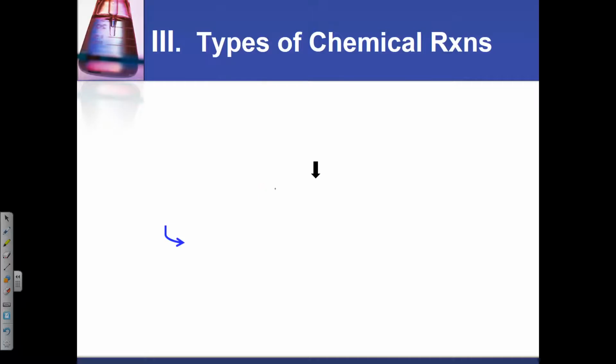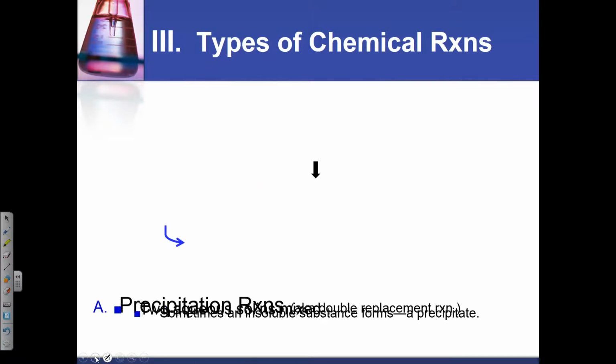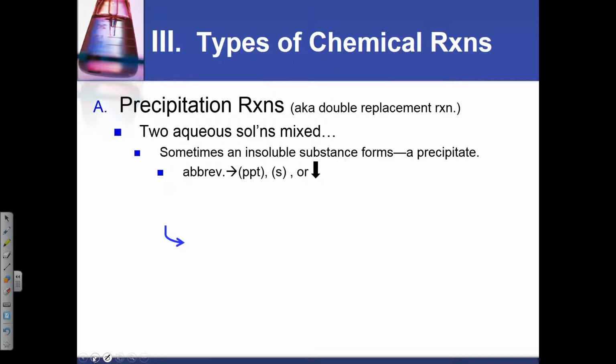So in class today, we looked at the types of chemical reactions and we started off with your precipitation reaction. And what we said was that a precipitation reaction, which is also known as a double replacement reaction, is one of our types of reactions that take place in aqueous systems, meaning in water. So anytime two aqueous solutions are mixed, sometimes, not always, but sometimes an insoluble substance will form, and that insoluble substance is referred to as a precipitate. It is a solid that separates out upon standing.